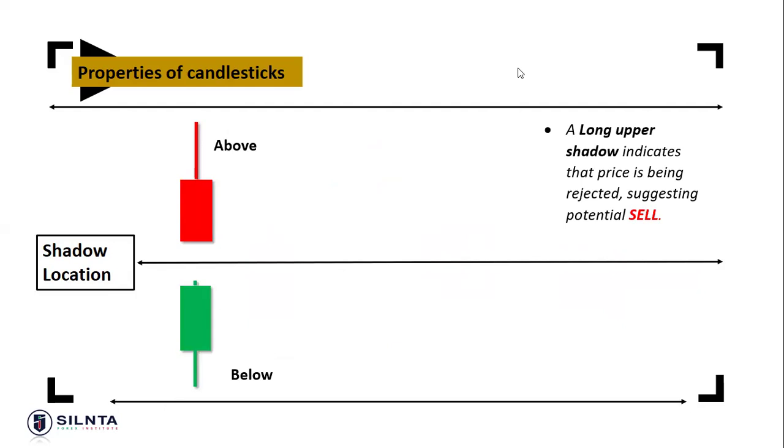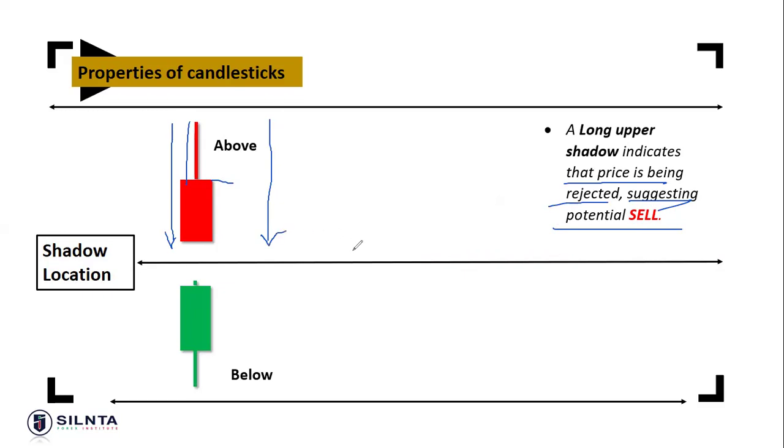Let's have a look at what happened when the shadow is long. So for a sell, the price started here, né? And then what happened? It went up until right there. And then sellers came in to push the price down until here. This indicates that the price is being rejected, né? Suggesting a potential sell. Why? Look at how powerful these sellers were, just to push the price down from that top until it closed here.